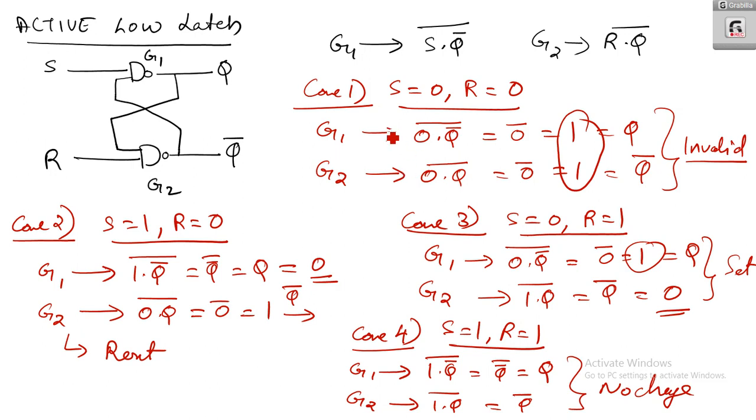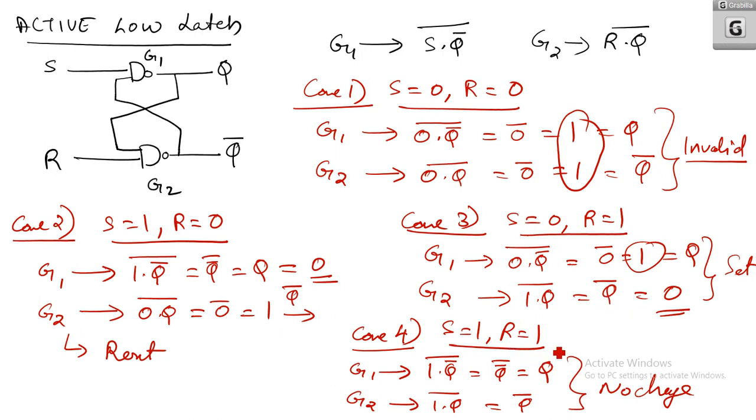So in the first case, when S is equal to 0 and R is equal to 0, the next state becomes invalid, because we cannot predict which state it will go to, because Q and Q bar would both be equal to 1, which is actually an impossible case. Next case, when S is equal to 1 and R is equal to 0: Q becomes 0 and Q bar becomes 1. That means it is reset. The third case, when S is equal to 0 and R is equal to 1: Q becomes 1 and Q bar becomes 0. That is set.